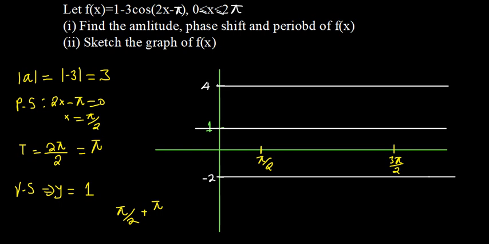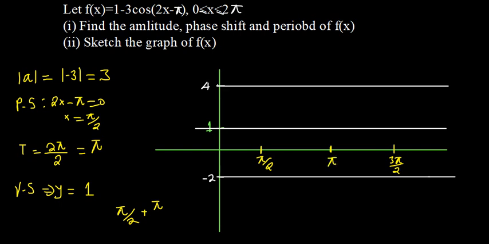Now I'm supposed to divide this region into 4 equal parts. The first thing is I'm going to find the middle of this function. So from pi over 2 to 3 pi over 2, I'm going to find the middle. What is pi over 2 plus 3 pi over 2? That will give us 2 pi, and then divided by 2, that is going to give us pi.